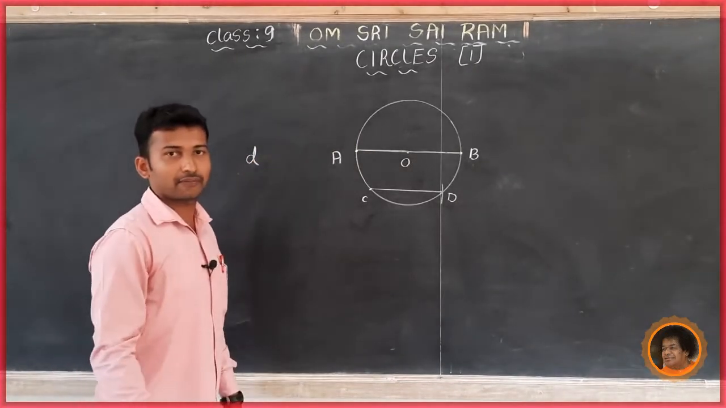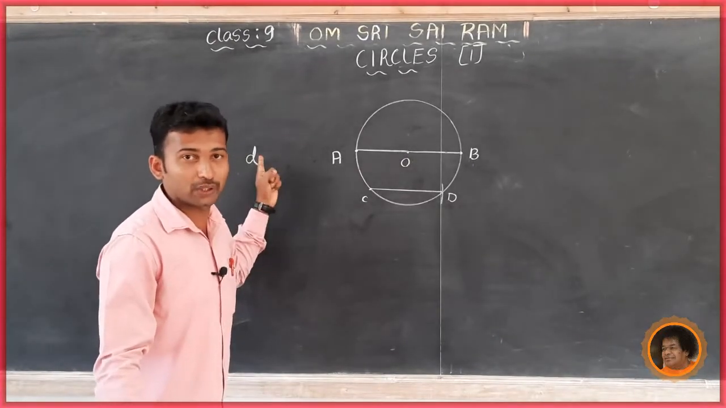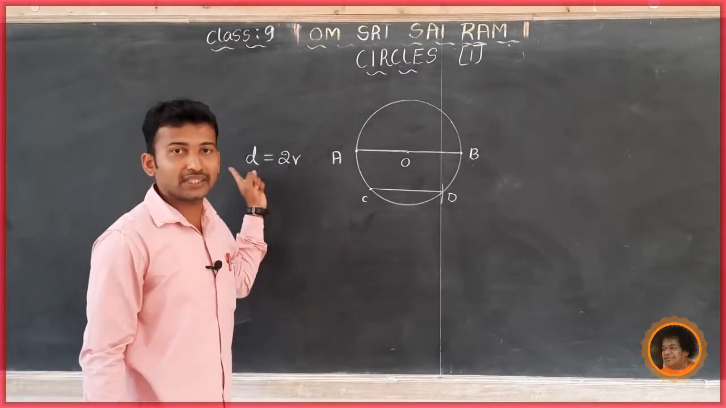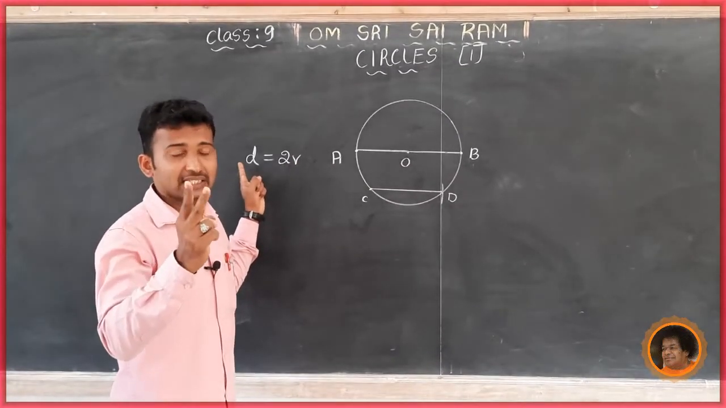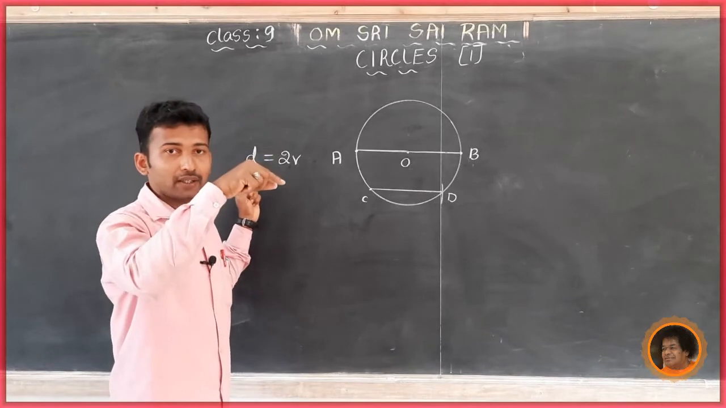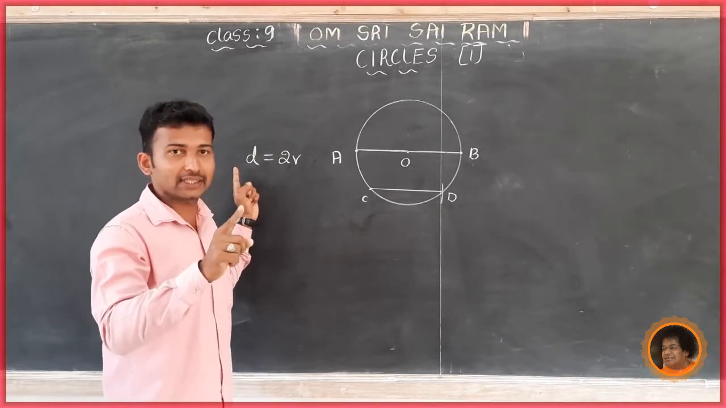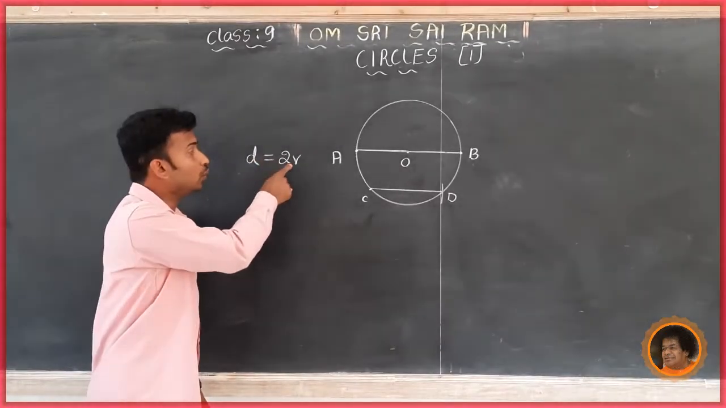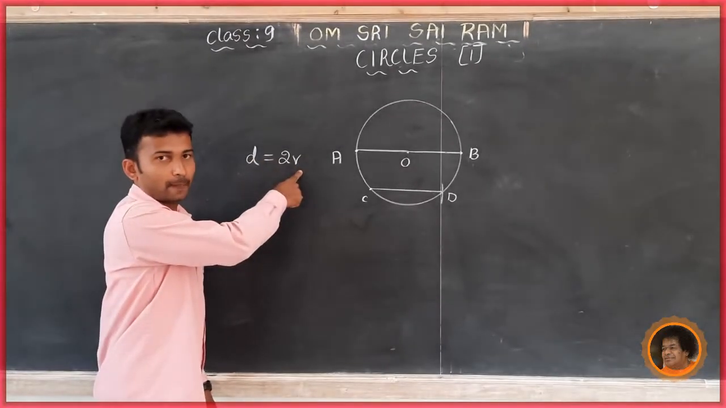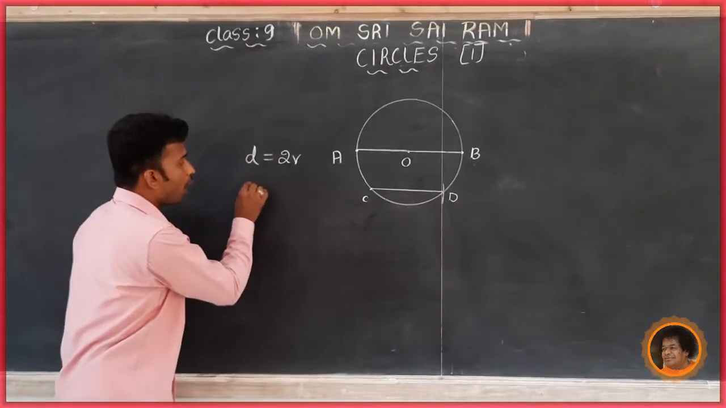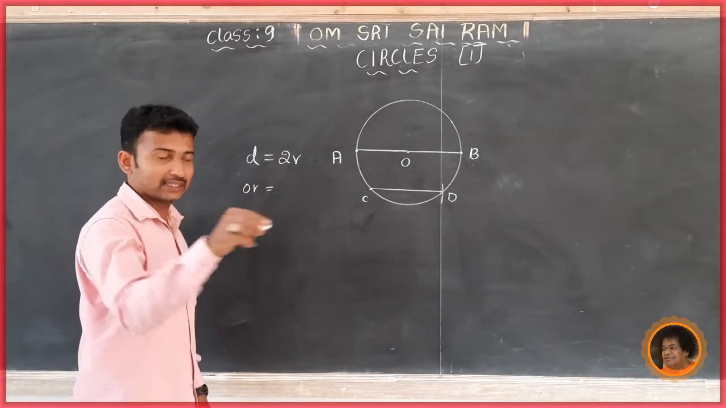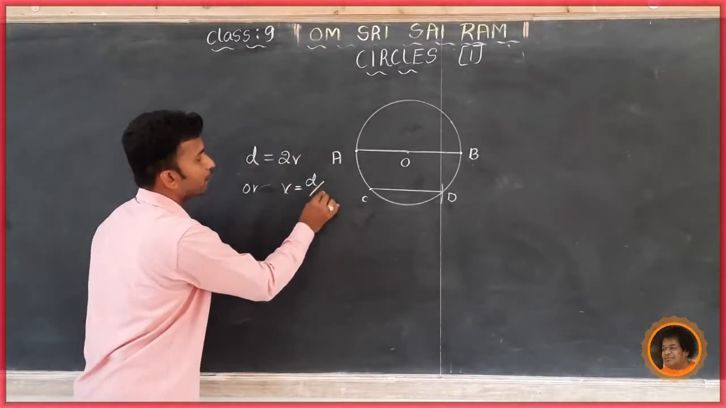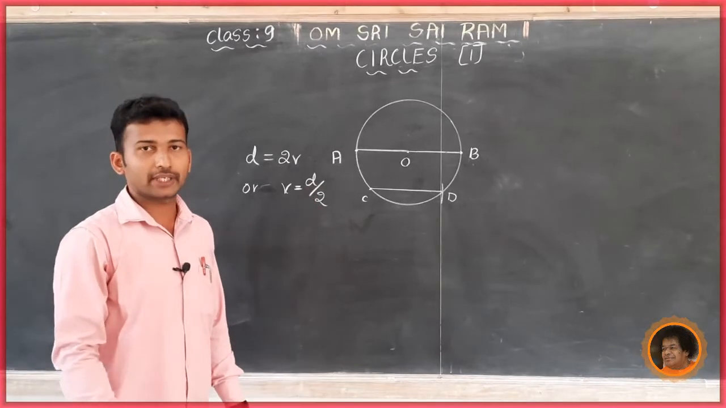the diameter is equal to 2 times the radius. So, the formula to find the length of the diameter is equal to 2 into radius. Or to find the radius, R is equal to D by 2.